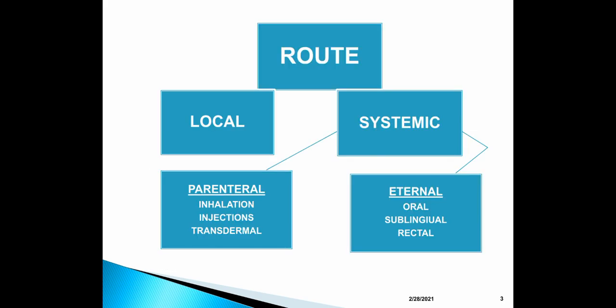Routes are divided into two types, local and systemic. Systemic is further divided into parenteral and internal. Parenteral involves inhalation, injection, and transdermal. Internal involves oral, sublingual, and rectal.